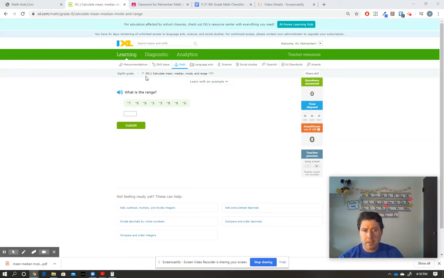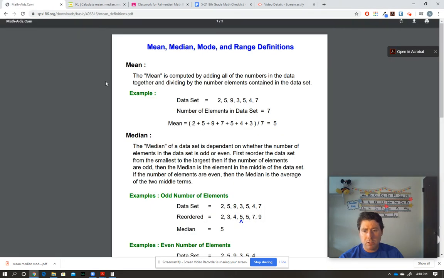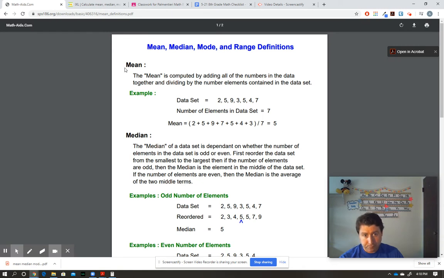This is for IXL DD.1, 8th grade: Calculate mean, median, mode, and range. What I do have here, which will be in the assignment, are definitions of each term.